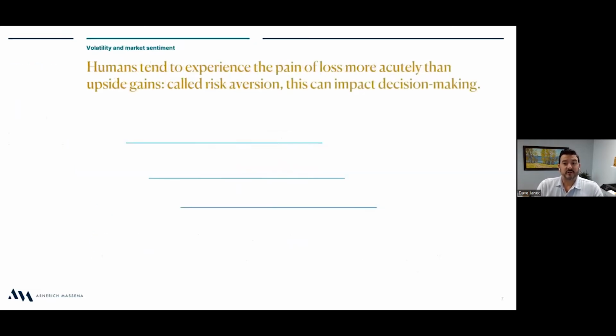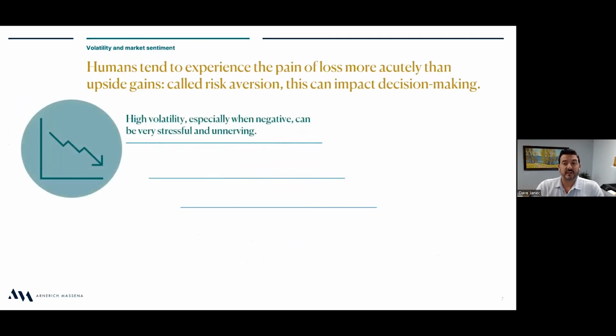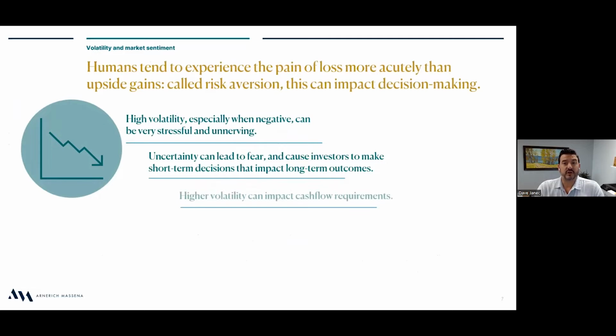And that's the technical assessment of volatility, but there's really an emotional component to volatility as well. Human beings tend to experience the pain of loss much more acutely than upside gains. And this is called risk aversion, and it can really impact decision-making. High volatility, especially when negative, can be very stressful and unnerving. Uncertainty can lead to fear, and it can cause investors to make short-term decisions that impact long-term outcomes. And higher volatility can impact cash flow requirements.